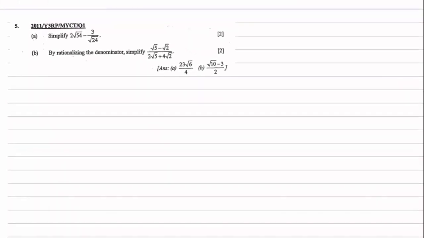Okay, let's go through question 5, because the topic is roughly the same. It's just application only. So for 5 part A, let's take a look. We're going to simplify 2 root 54 minus 3 over square root 24.